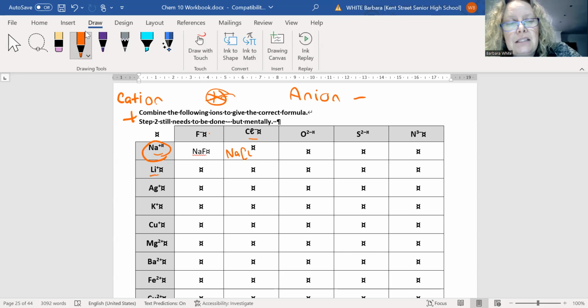Lithium has got plus, fluorine is minus, so you're going to have lithium fluoride. They'll neutralize each other.